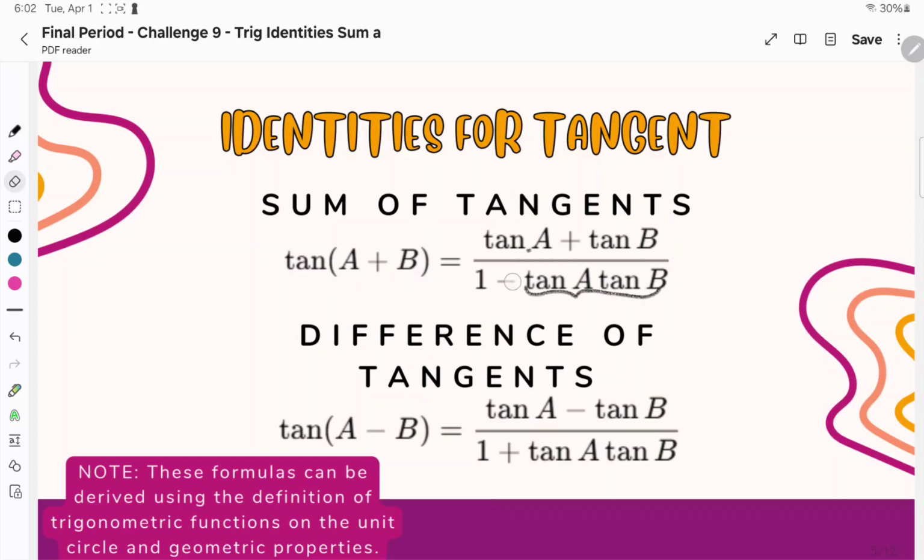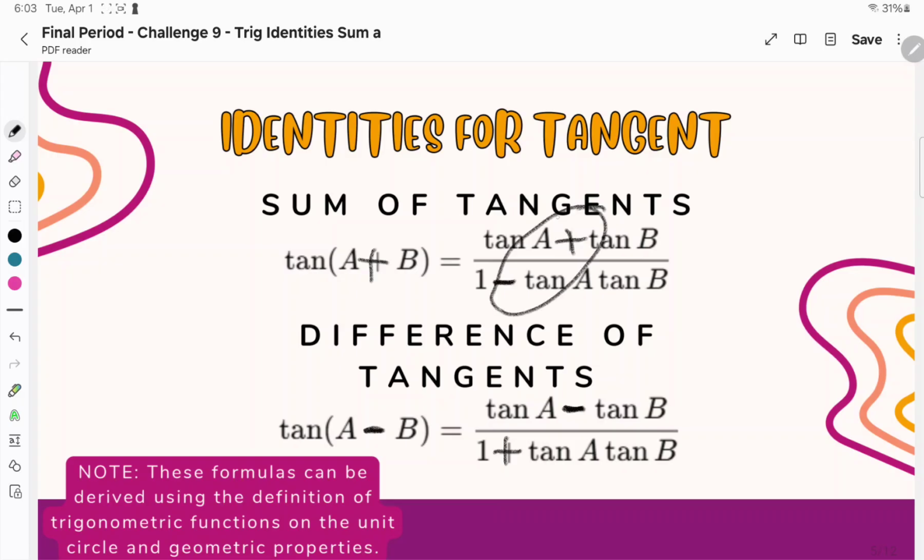Okay, so if I have a plus here, I'm going to have a plus here and a minus on the bottom. And then the formula for the difference of angles in a tangent is going to be the same almost, but see, I have a plus here, and in the difference one I'm going to have a minus here. I have a minus in the sum, I'm going to have a plus in the difference.